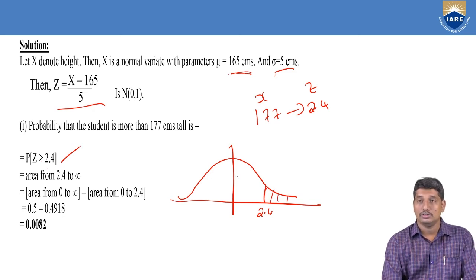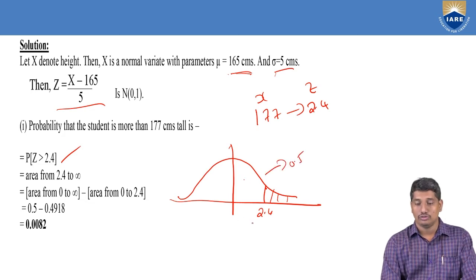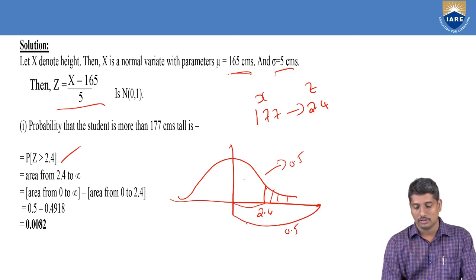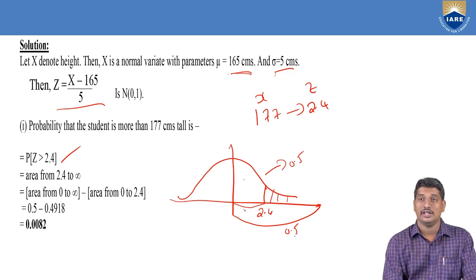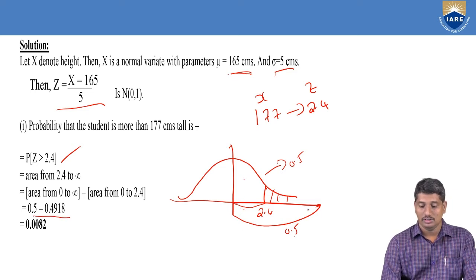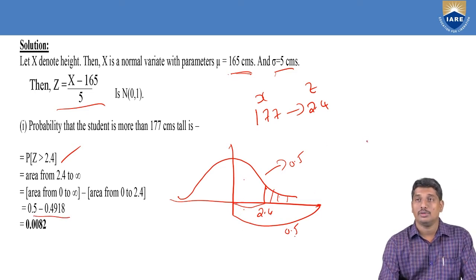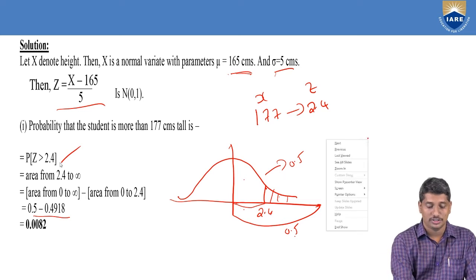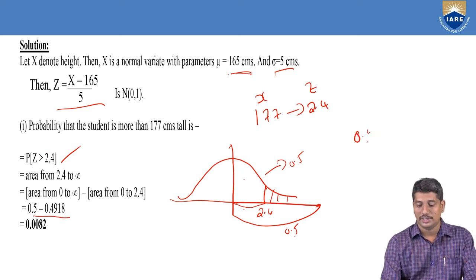We know the total area is 1, and this entire area is half. So we have to subtract the area from half, and we will get this shaded area. That is what we have written here. This area will be from the table, or else by using the formula we can write it. Since this is positive, it is half minus area.